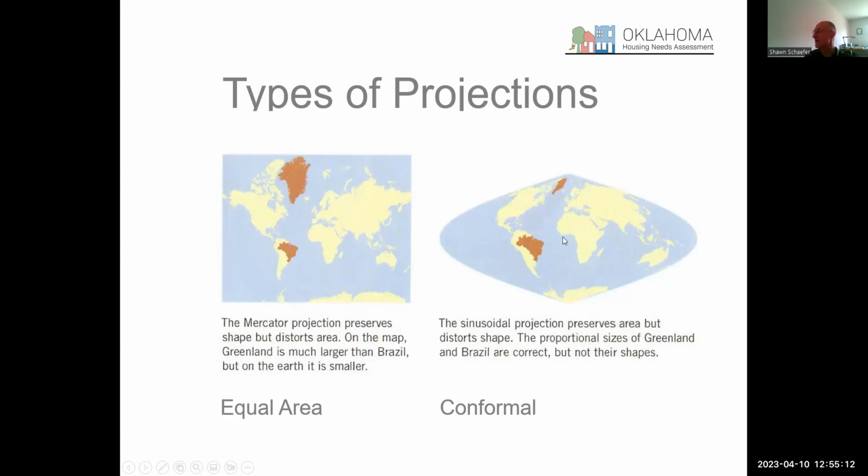Then over here, this is an equal area projection. This is a sinusoidal projection that preserves area. And you can see here Greenland is its correct size. It's smaller than Brazil, but you're seeing that you've given up shape for area. Now you have distorted the shapes of things, right?